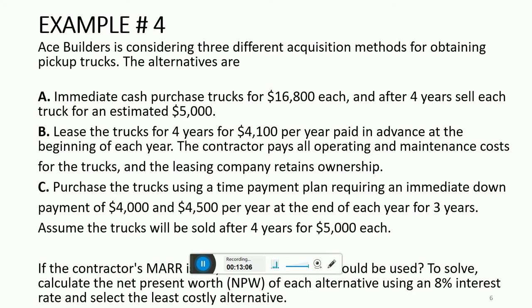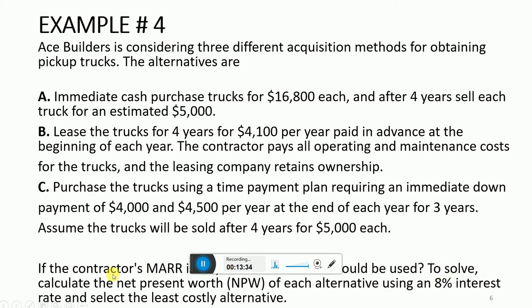So in this case, the question is basically, if the contractor's MARR, the minimum attractive rate of return, is 8%, which alternative should be used? If the minimum attractive rate of return is 8%, which alternative should the contractor be using?